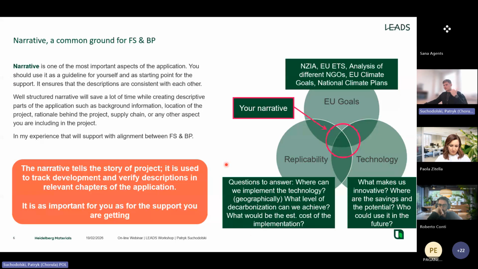A well-structured narrative will save you time, because different people are involved in different parts of the application, so whenever someone comes into the project, you suddenly need to ramp up their knowledge about the project. This is the place where they can go and read about the project and ensure that they are aligned with all the other people who are involved in the project.